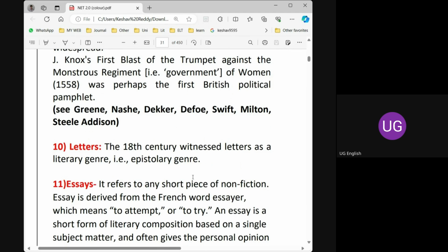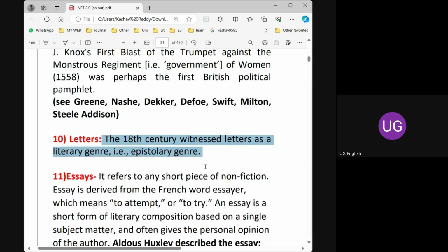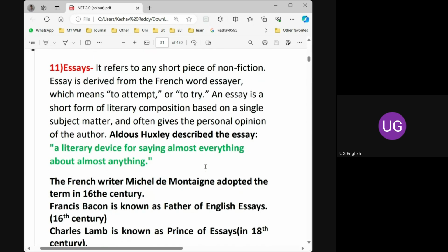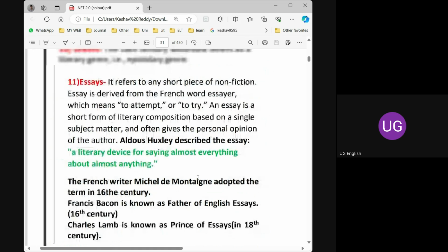So let us give a new genre. There has become a new genre of English literature. These letters were used in fictional writing also. That is, an epistolary genre emerged. And finally, we came to the last and important point of today's class, that is essays.